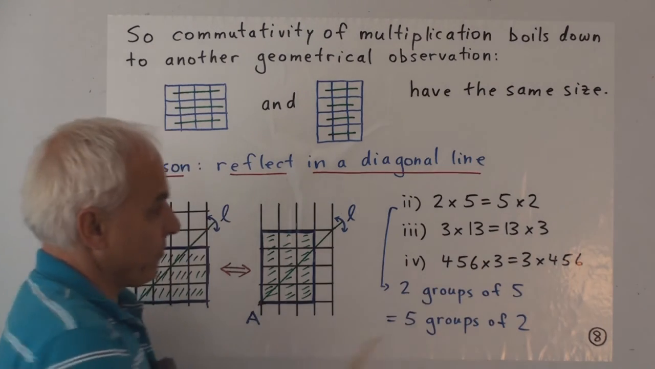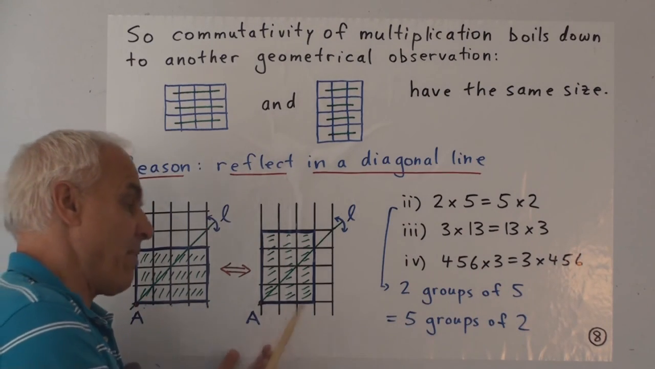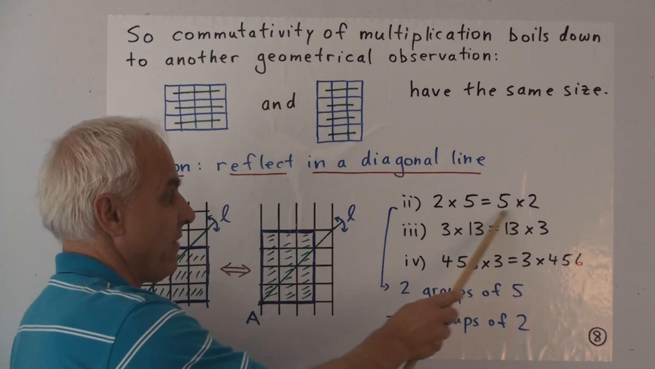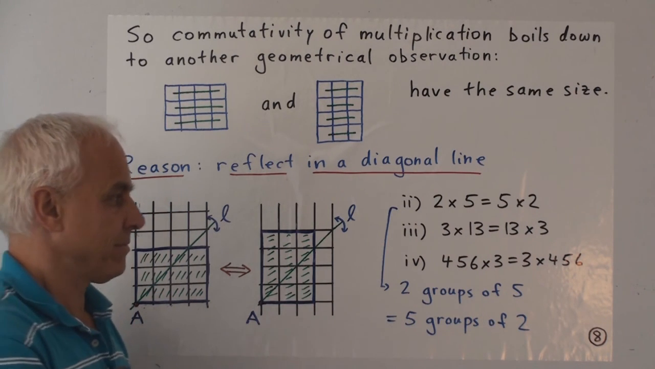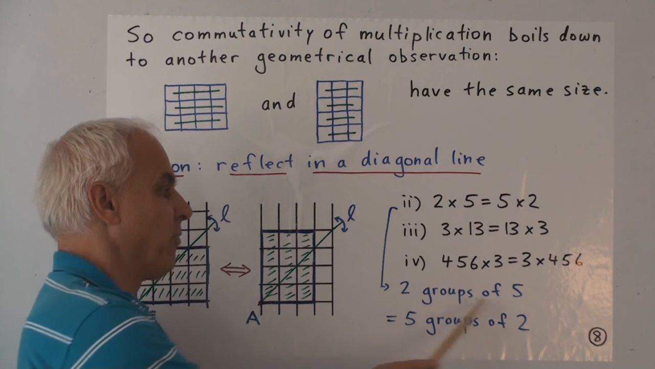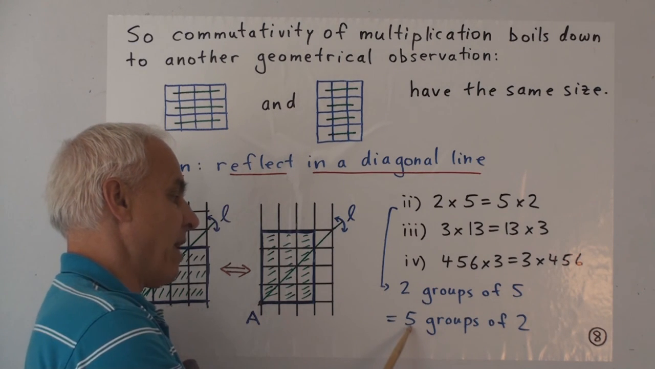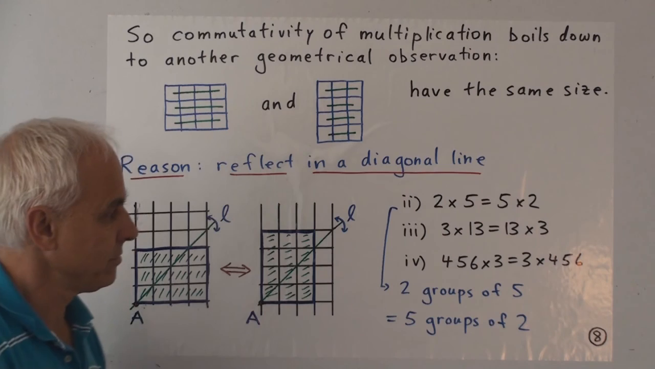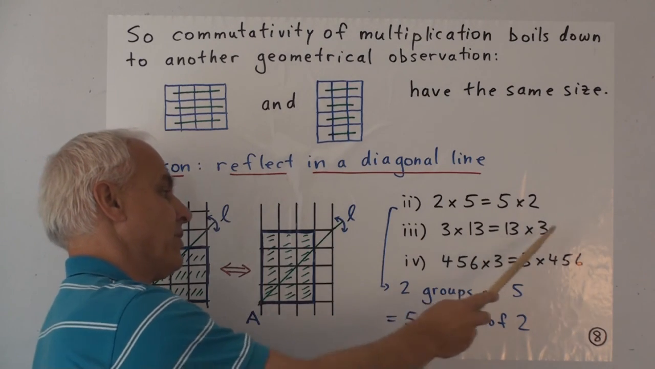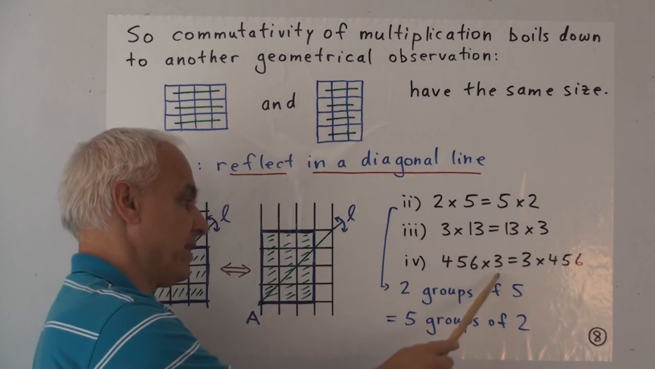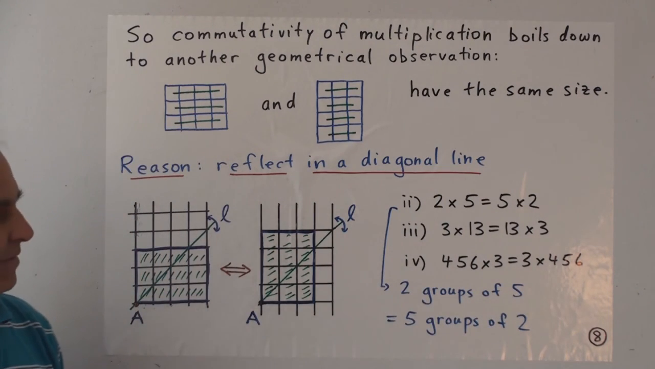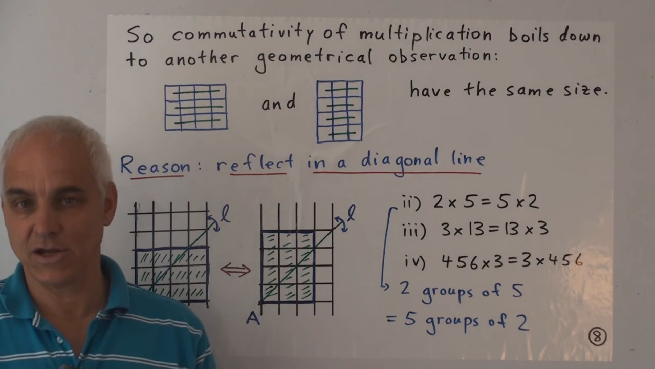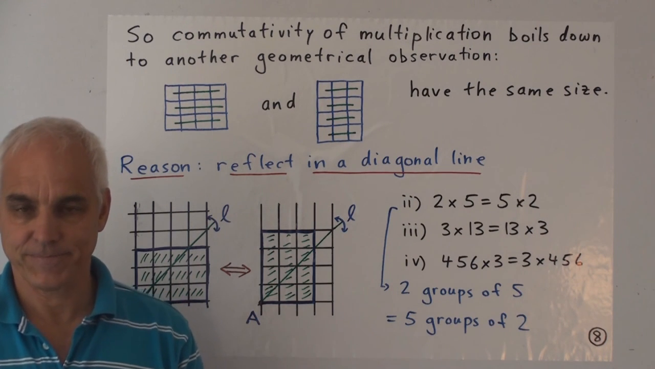And some other examples. Of course, it doesn't matter what the two numbers are. The same argument's going to work. 2 times 5 is the same as 5 times 2. And what that means, another way of saying it, is that 2 groups of 5 gives you the same as 5 groups of 2. Or 3 times 13 is 13 times 3. Or 456 times 3 is the same as 3 times 456, etc., etc. The one law has many, many different particular instances of it.